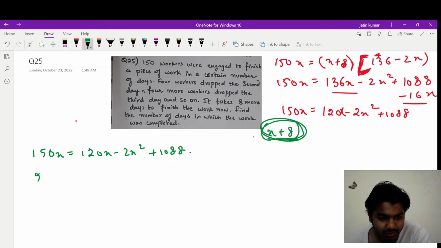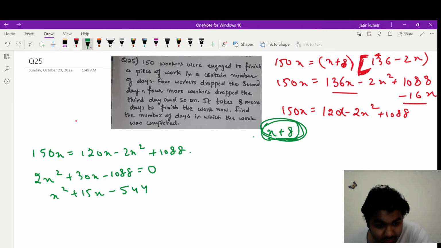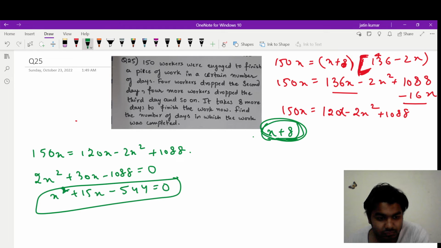So it will get 2x square plus 30x minus 1088. Can we take 2 common? Yes, x square plus 15x minus 544. Okay. Now we have to find the factors of 544. I have done it right now.